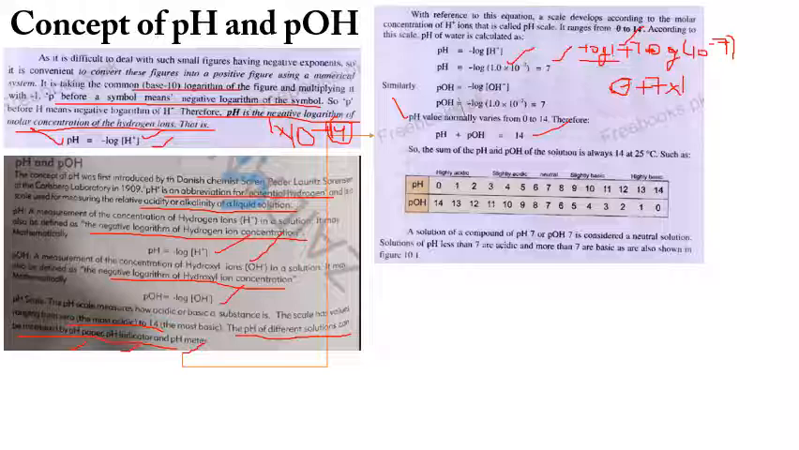So here it is given, when pH is 0, highly acidic, then 1, 2, 3, 7 for neutral, and highly basic, the pH will be 14. Similarly for pOH, 14 for acidic, and for basic, 0. A solution is described by pH or pOH. 7 is considered a neutral solution, as given here. Solutions of pH less than 7 are acidic, and those greater than 7 are basic, also shown in the figure.